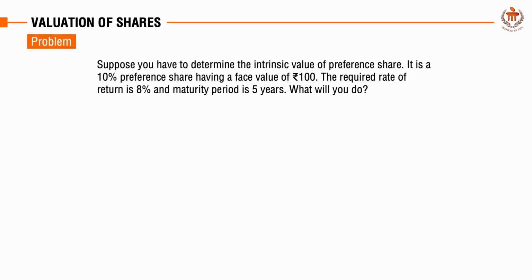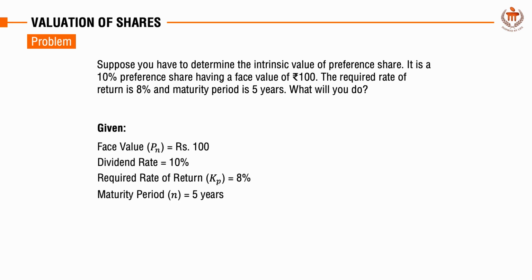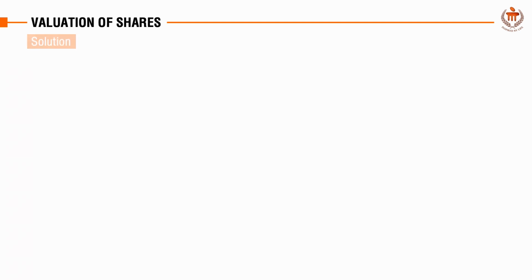Let us take a quick example to understand the calculation better. Suppose you have to determine the intrinsic value of preference shares. It is a 10% preference share having a face value of 100 rupees. The required rate of return is 8% and the maturity period is 5 years. What will you do? The solution is simple.